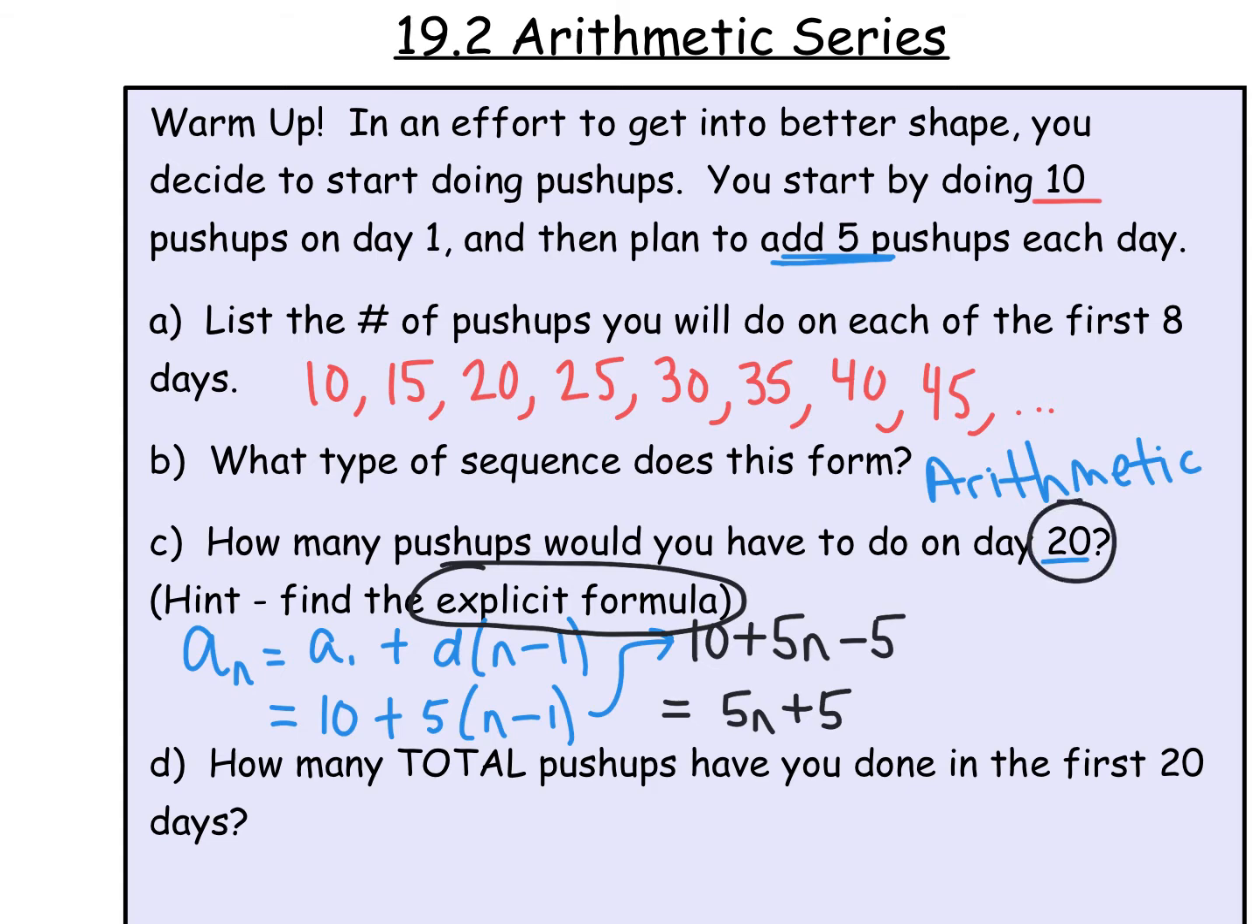So then when we want to find the 20th day, I would just simply plug in 20 for n. So 5 times 20 plus 5 will give us our answer, 100 plus 5. So on that 20th day, you would do 105 push-ups. Okay, so that's nothing new. That's finding a term of a sequence.